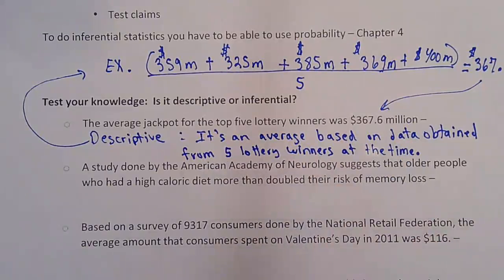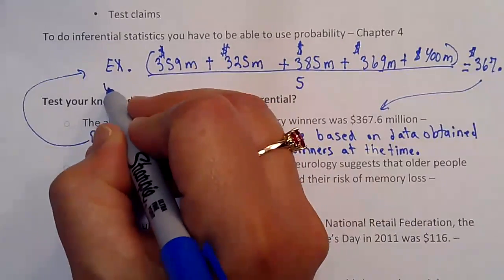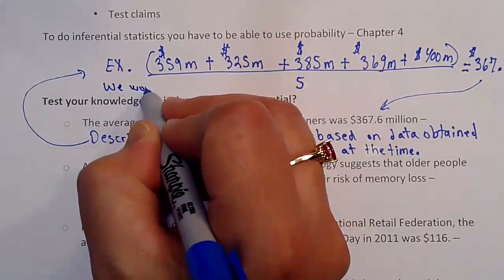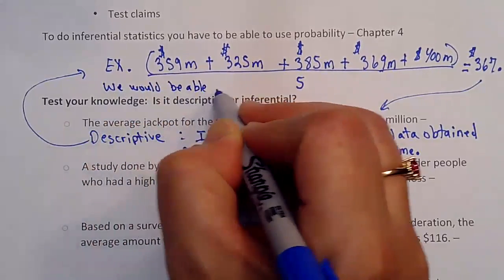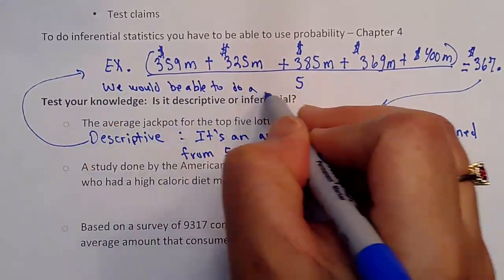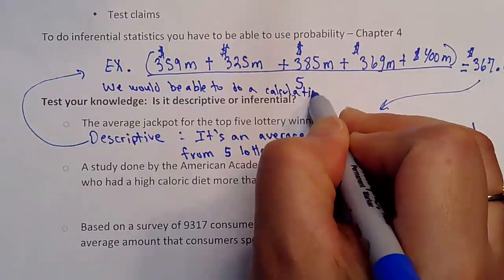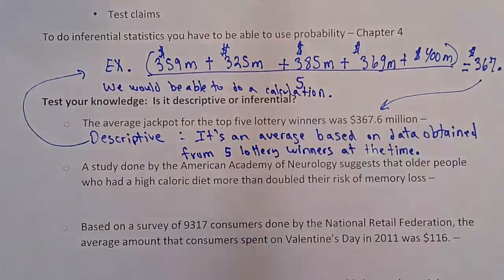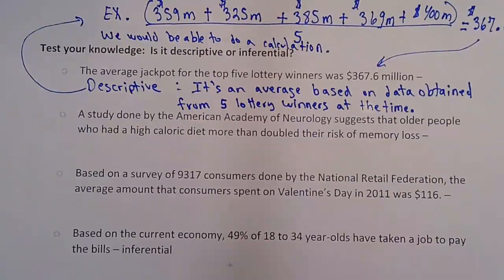Okay, and so we would be able to do a calculation. Okay, and that's kind of what helps us with leaning towards descriptive for this information, for this problem.